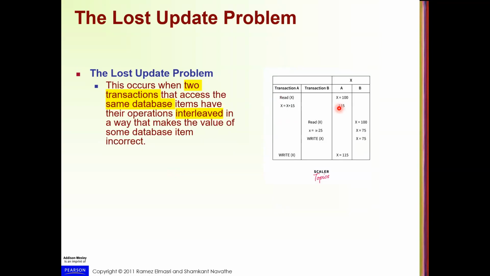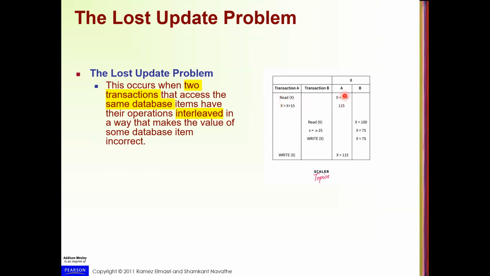The lost update happens when two transactions that access the same database item have their operations interleave in a way that makes the value of some database item incorrect. For example, you have transaction A and transaction B, and a data item X. Transaction A reads the value of X and changes it: X is equal to X plus 15.